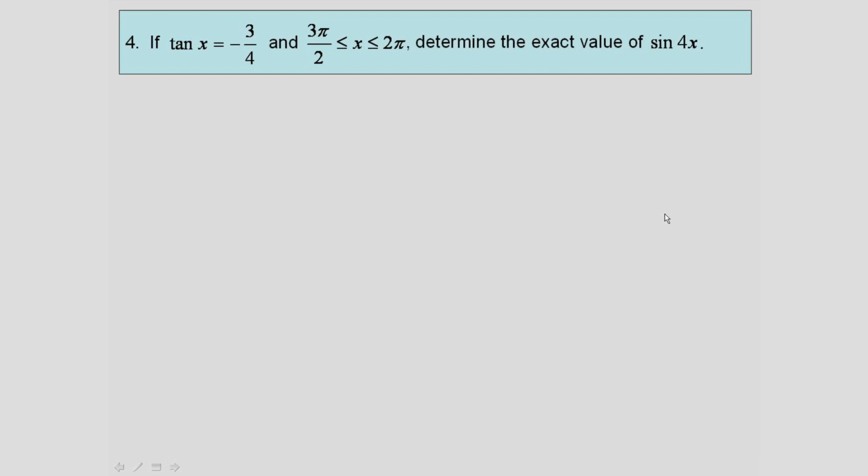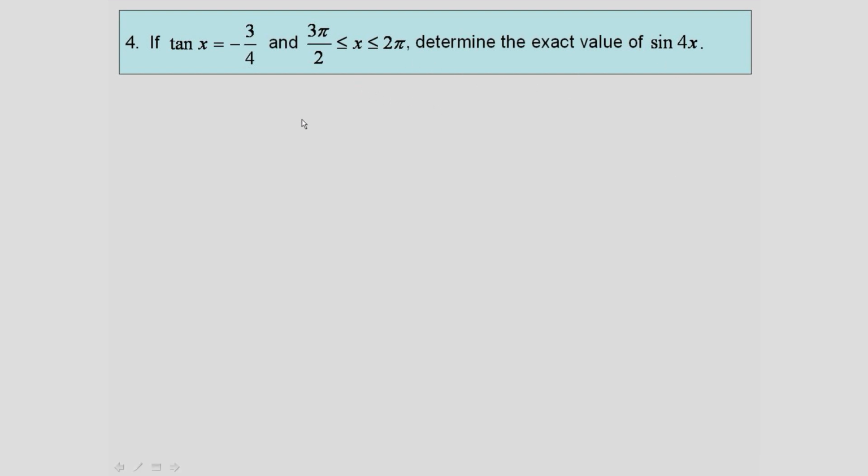Question number 4. If tan x is negative 3/4 and x lies between 3 pi over 2 and 2 pi, determine the exact value of sine 4x. All right, how do you know where to start in a problem like this?